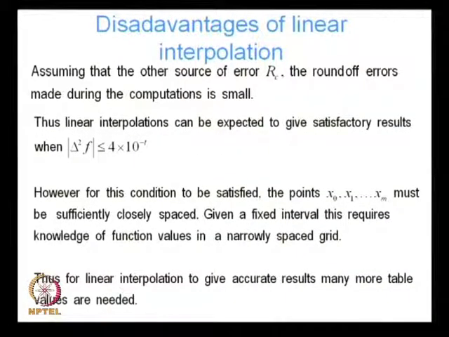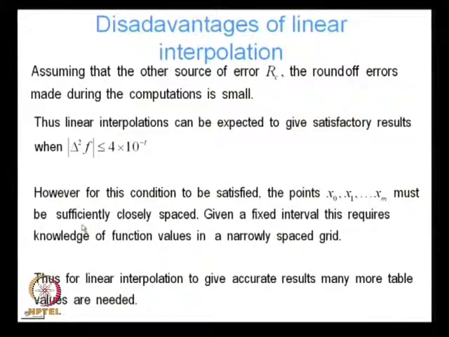So, this assumes that the other source of error due to the computations with f0 and f1 is sufficiently small. Thus, linear interpolation can be expected to give satisfactory results when this condition is satisfied. However, for this condition to be satisfied, the points x0, x1 through xm must be sufficiently closely spaced. They must be over really a small interval. Given a fixed interval, this requires knowledge of function values in a narrowly spaced grid. That means that if I am going to interpolate, my grid has to be very narrow.